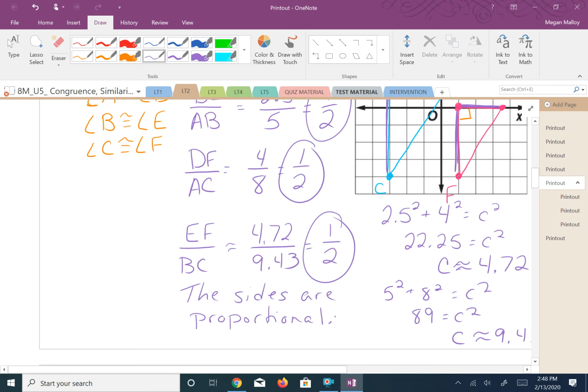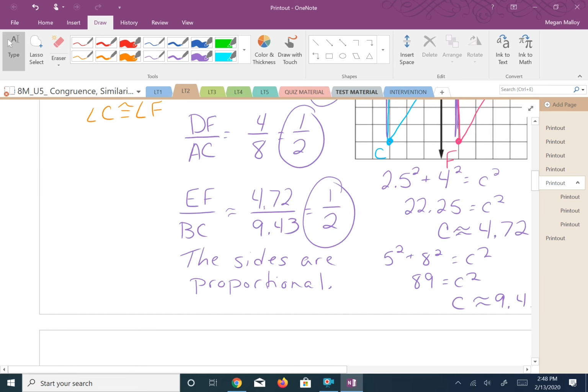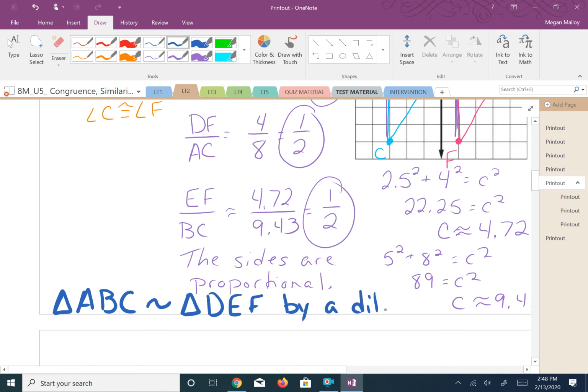So our conclusion that we can draw from that is triangle ABC is similar to triangle DEF by a dilation of 1/2.